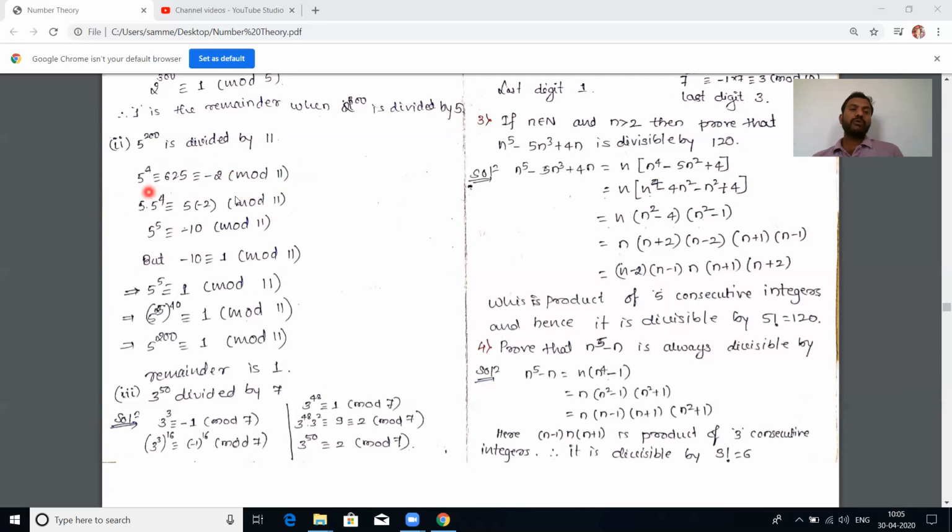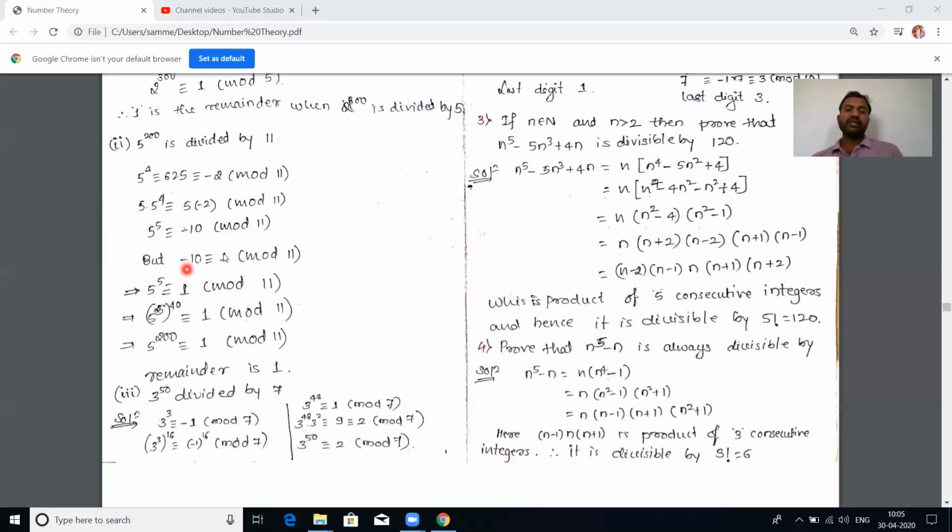Now I will multiply both sides by 5. So what you are getting? 5 into 5 raised to 4 is congruent to 5 into minus 2 mod 11. This is by using the property that if A is congruent to B mod M, then AC is congruent to BC mod M. On both sides the same number you can multiply. By using that property, we have taken here 5 into 5 raised to 4. That is 5 raised to 5 is congruent to 5 into minus 2, which is minus 10, mod 11.